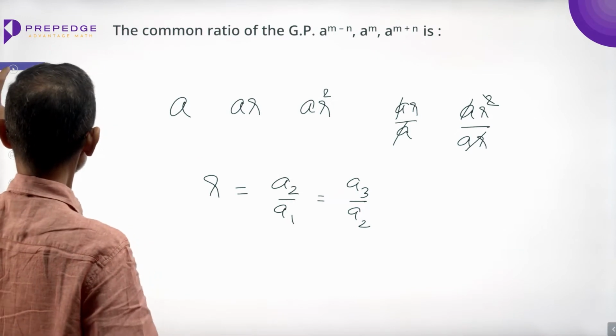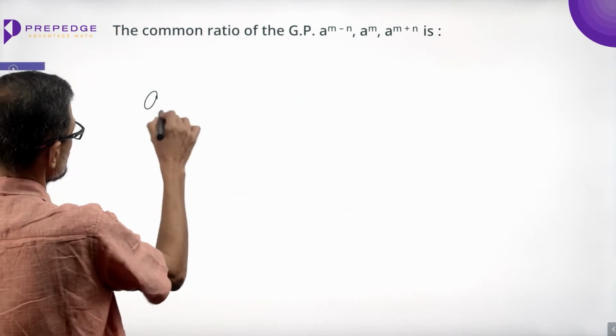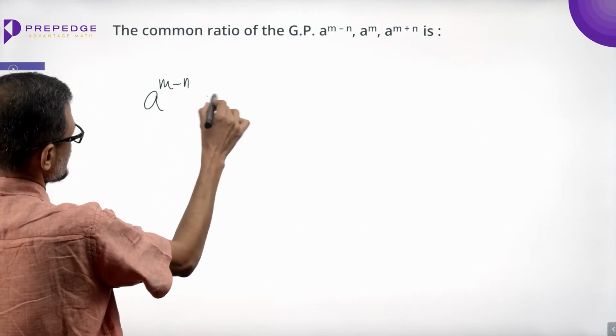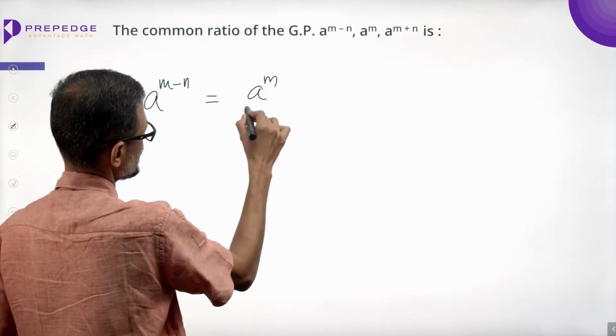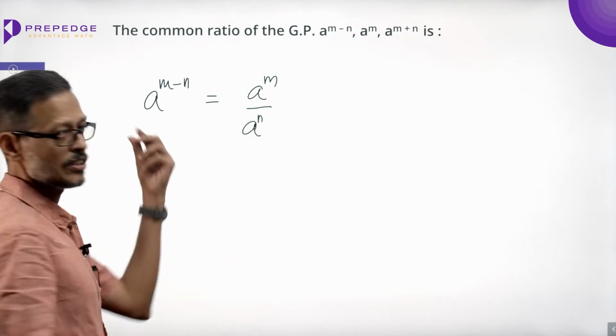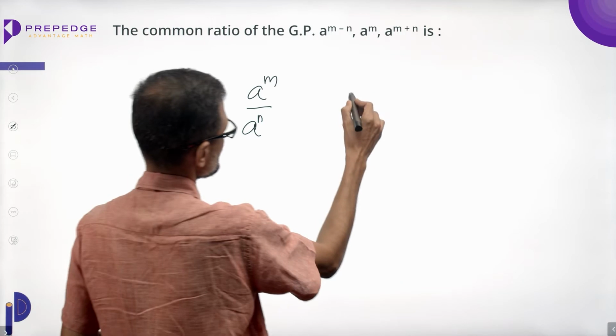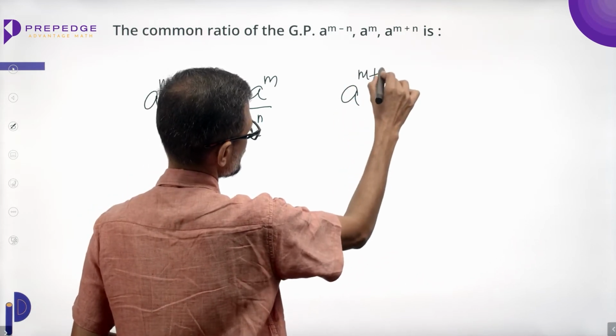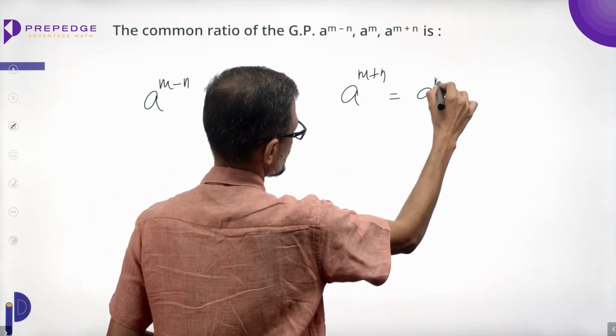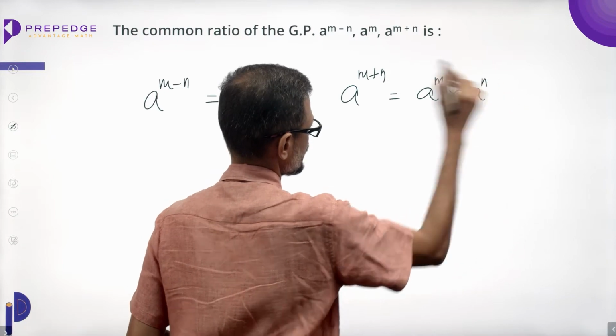right? First and last term na rewrite பண்ண போறோம். A raised to the power of m minus n is actually equal to A raised to the power of m divided by A raised to the power of n. இது வந்து first term rewrite பண்ணிட்டோம். Third term அதே மாதிரி எழுதினோம்னா A raised to the power of m plus n is equal to A raised to the power of m into A raised to the power of n.